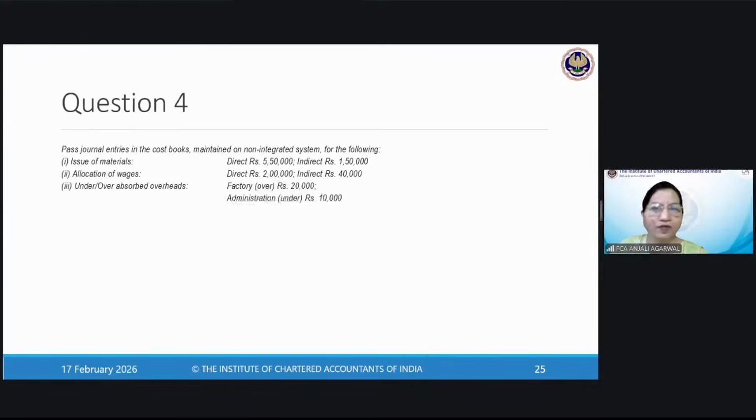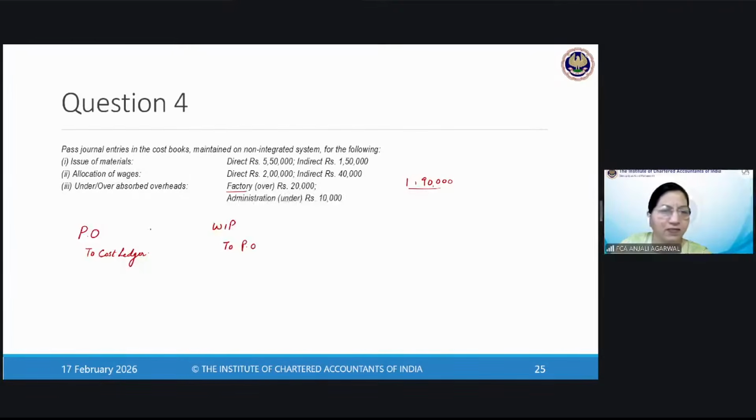Allocation of wages. Wages control account to cost ledger, 2,40,000. WIP to wages control account, 2 lakh. And production overheads to wages control account, 40,000. So 1,90,000 is total production overhead incurred so far. Then there is an under and over absorption of overheads. So factory overheads are over absorbed by 20,000. So when you incur an expenditure, this is the entry in non-integrated. And when you recover it, this is the entry, WIP to PO.